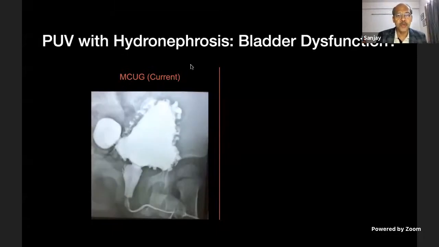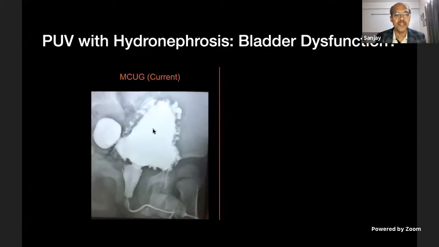A few words about PUV and hydronephrosis. Let's look at a patient who has PUV and hydronephrosis. The question is, is the hydronephrosis due to an ongoing bladder dysfunction? And you will get some clues from the symptoms in this patient, and the progress when you longitudinally follow up the patient in terms of morphology.